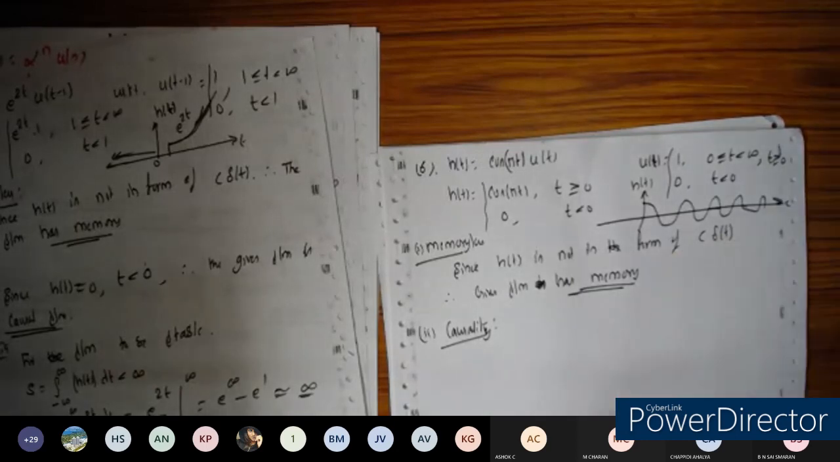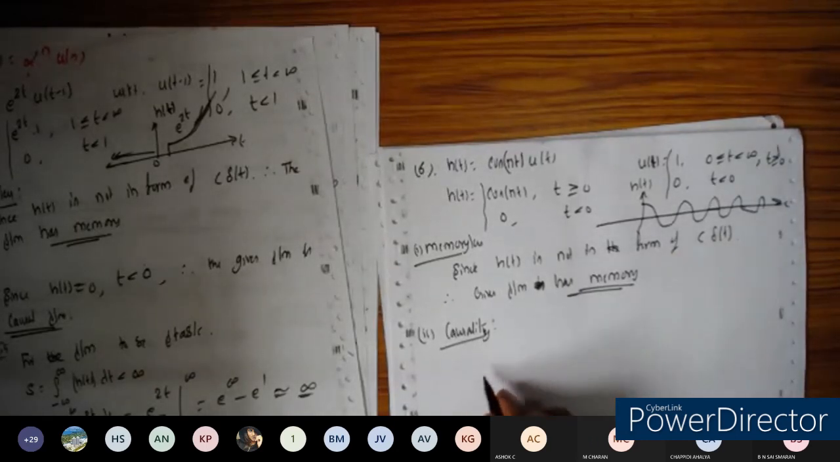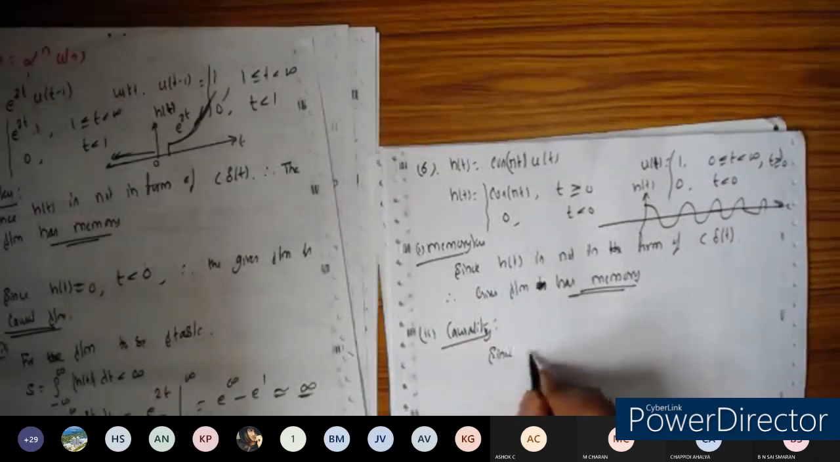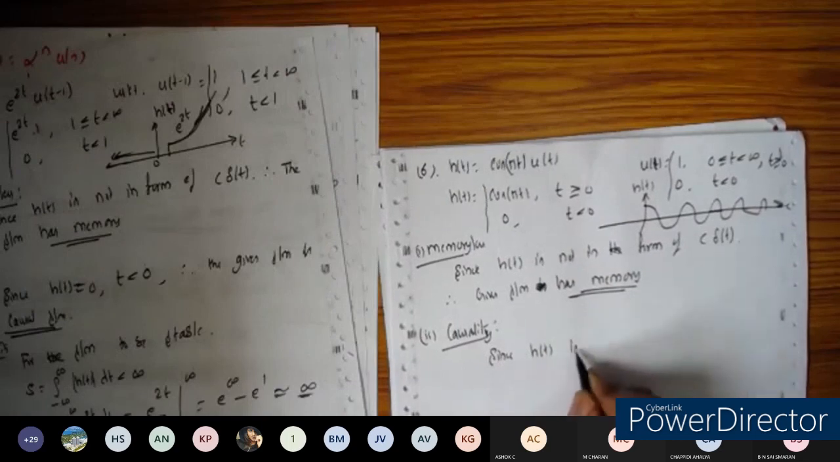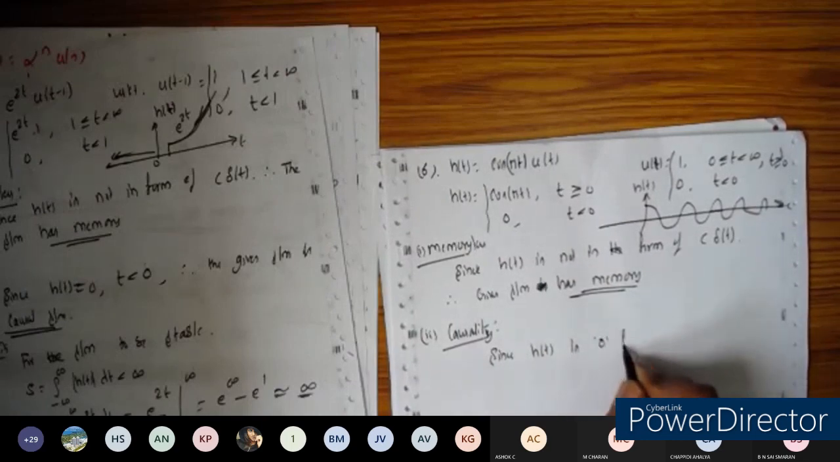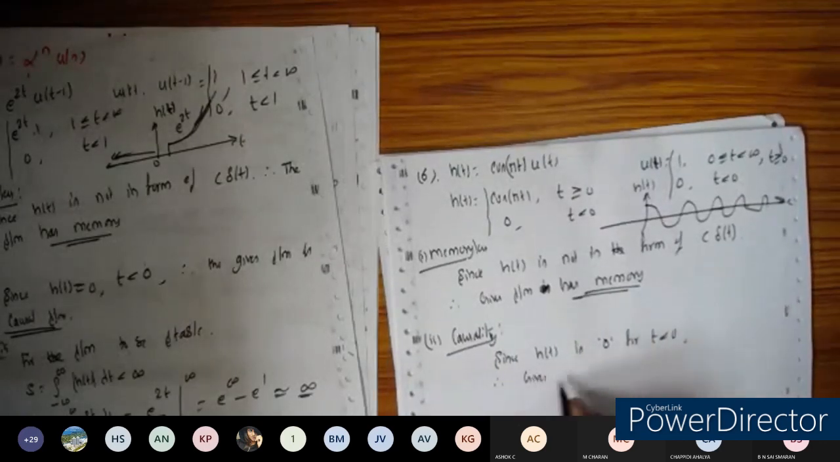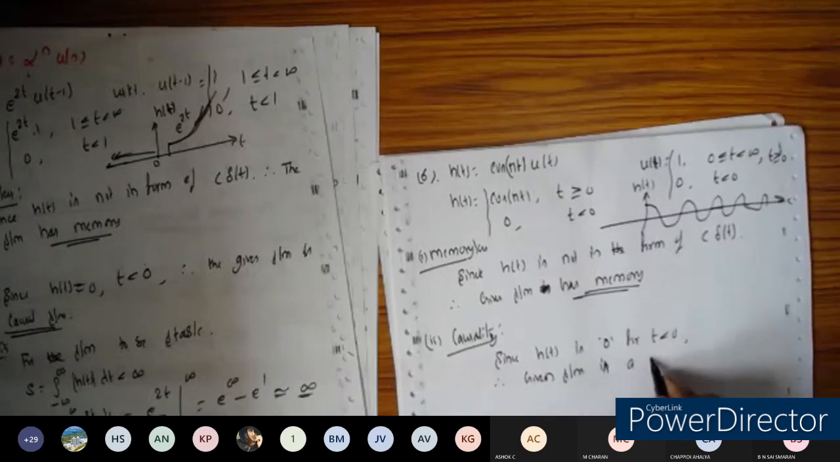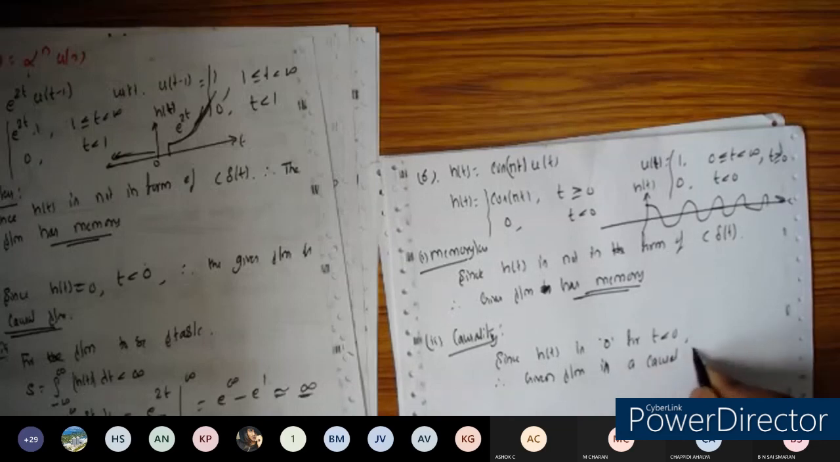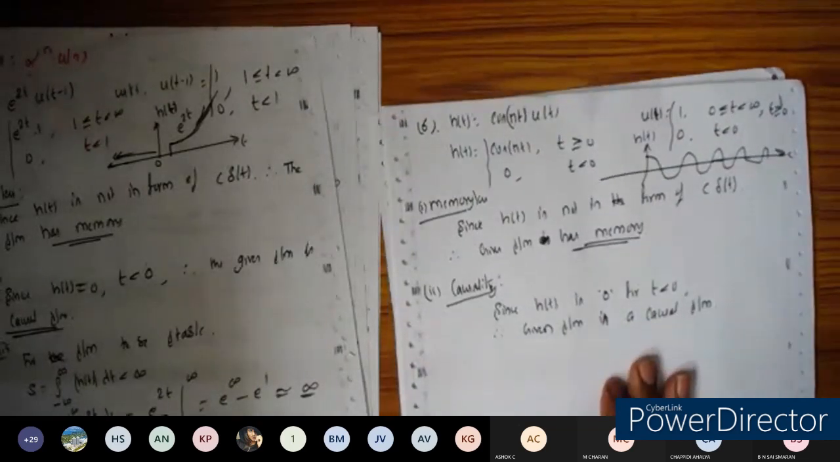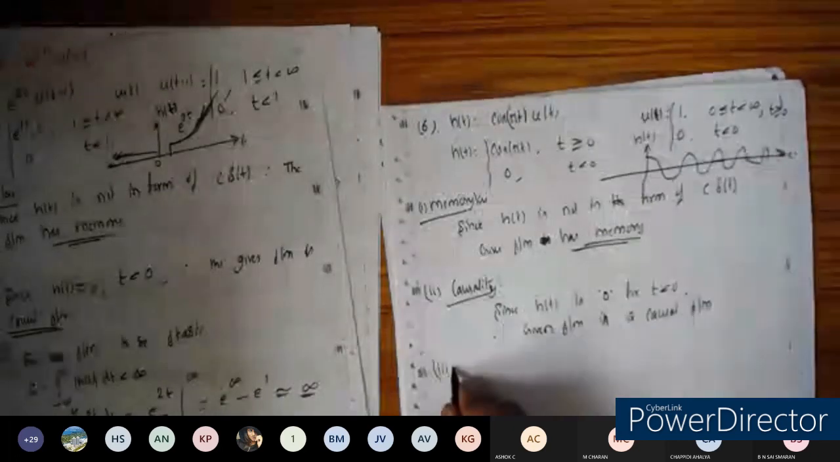So let us go for the causality. Since h of t is 0 for t less than 0, therefore the given system is a causal system. Next, let us go for the stability.